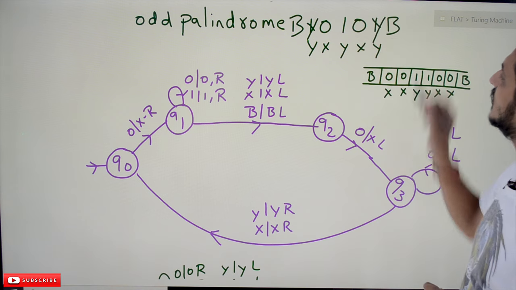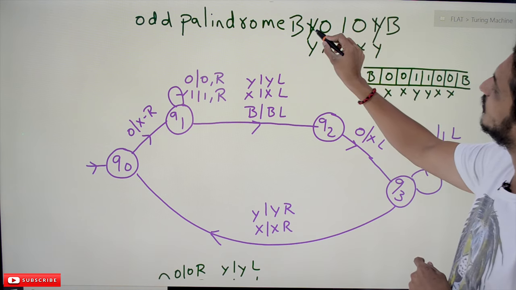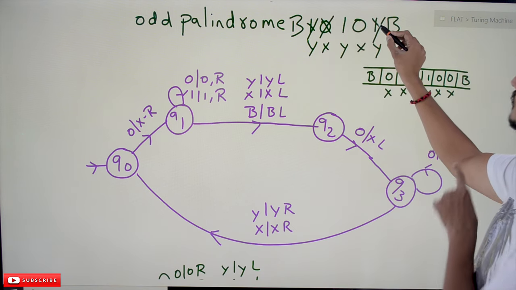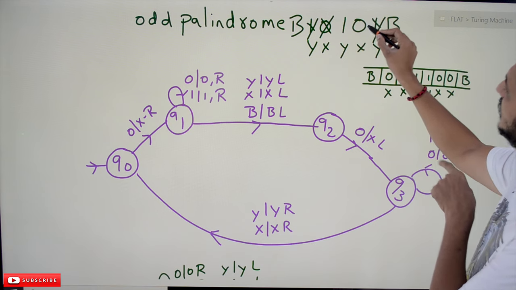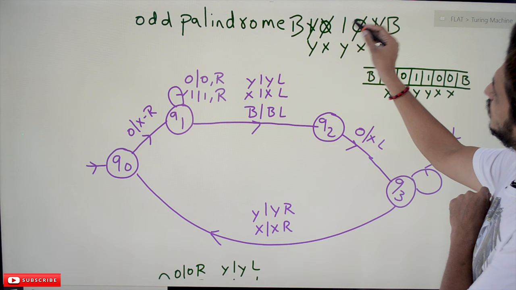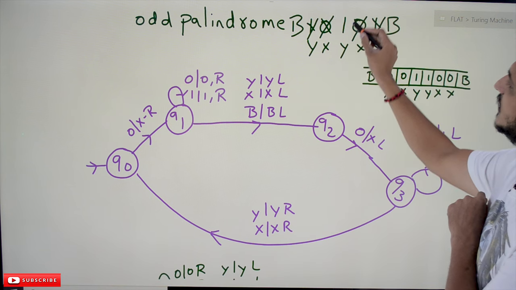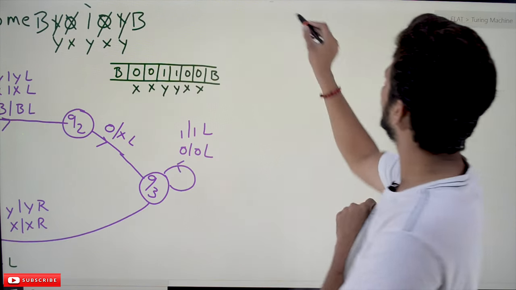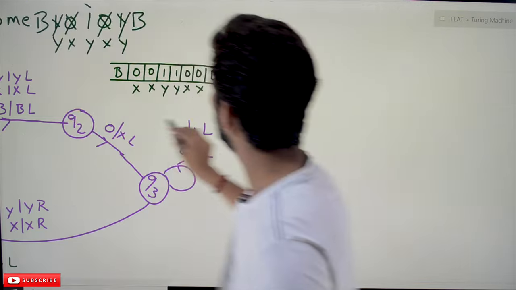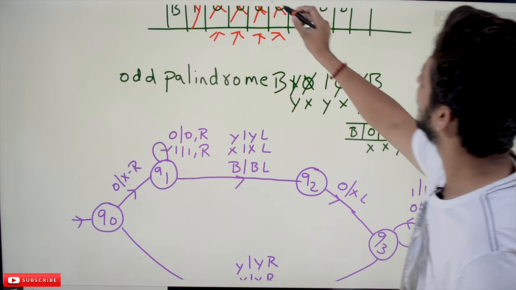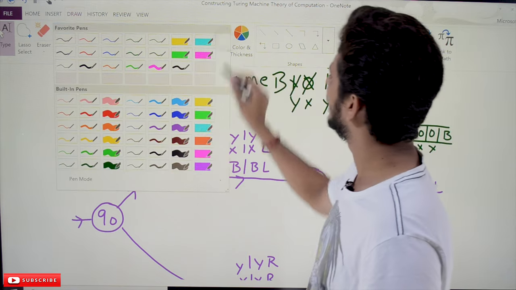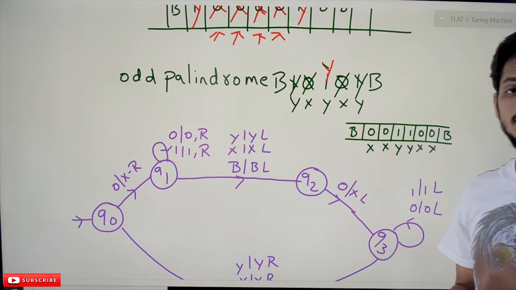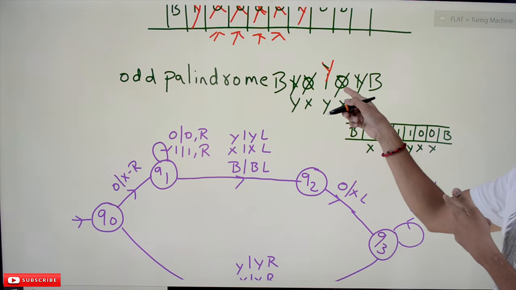If it is 1, convert it into y, move back until you find y. So if it is 0, convert it into x, move to the front until you find y or x, then we will take one step left, convert it into x, move back until you find x. Now the input is 1, convert it into y. There is no matching y for the odd palindrome, for the middle one.